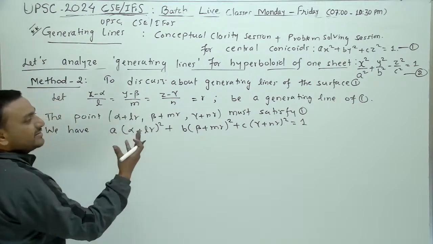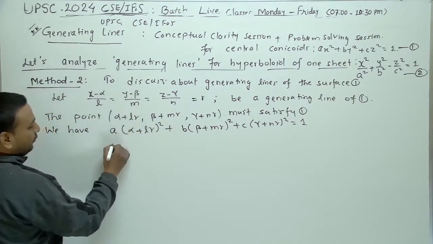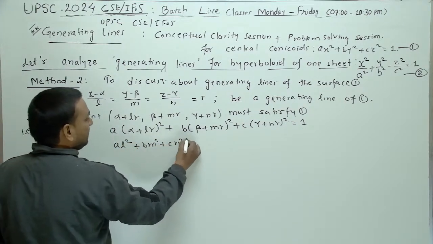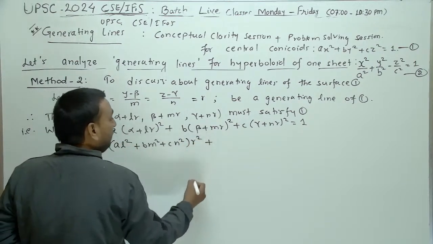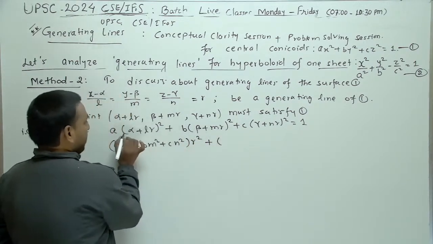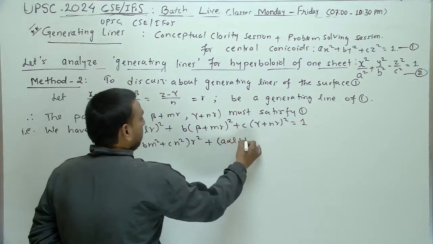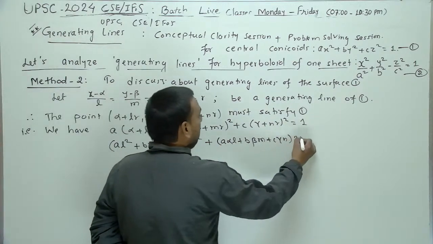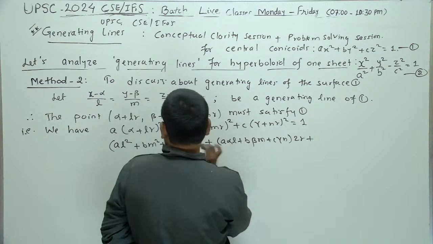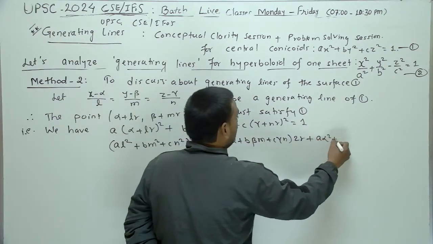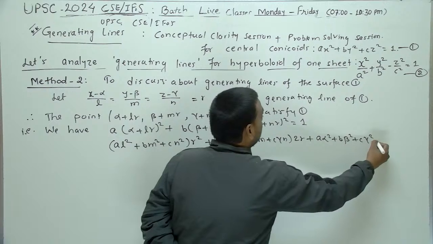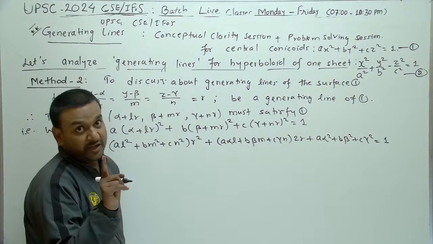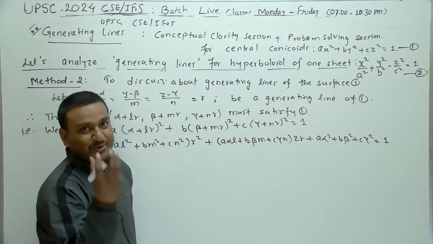Let's arrange the terms as a quadratic equation in r. So we will have a l square plus b m square plus c n square as the coefficient of r square. फिर a alpha l plus b beta m plus c gamma n as the coefficient of 2r, plus अभी बचेगा a alpha square plus b beta square plus c gamma square equals 1. ध्यान से देखते रहना प्यारे बच्चों, अभी we are going to get a beautiful result now.